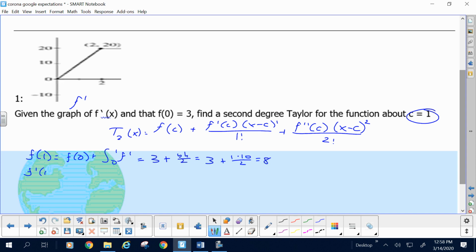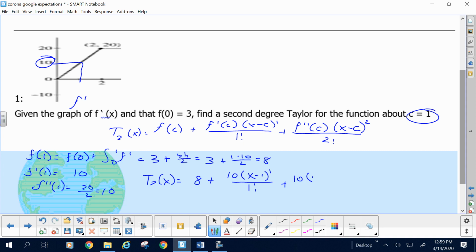F prime at 1 is just reading the graph. It looks like 10. And f double prime at 1 is the slope of f prime. If it's rising 20 over 2, then the slope is 10 as well. So, writing my Taylor, I'm getting something like 8 plus 10 times x minus 1 to the first over 1 factorial plus 10 times x minus 1 squared over 2 factorial. All right? Did that go okay? All right, moving on.